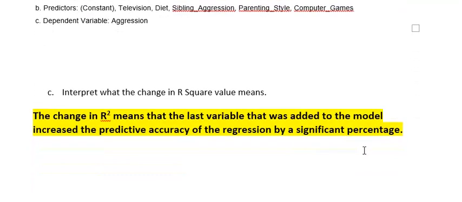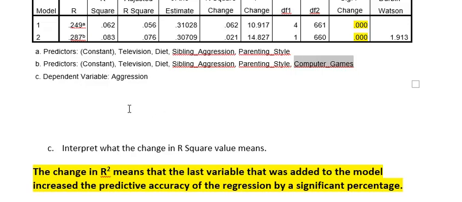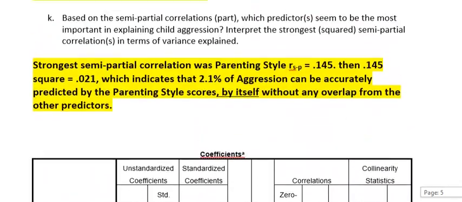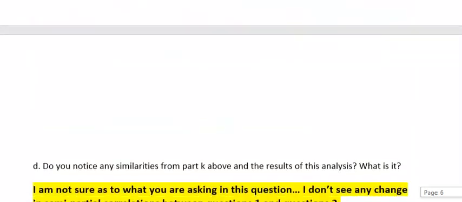So moving on. What does the change in R-square mean in values? It means that you can predict more. Your model is stronger. You can explain more of the variance in the DV. That's what it means. So the bigger the R-squared, the better. So in other words, when they added computer games, it strengthened this prediction model. Notice any similarities from Part K above? What was Part K? Semi-partials. Boom. Explaining variance. Okay.